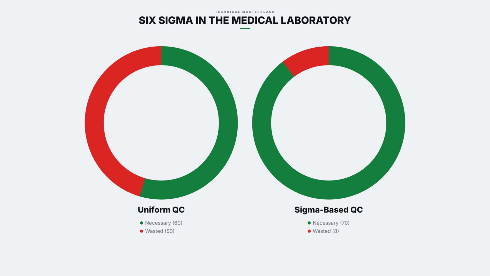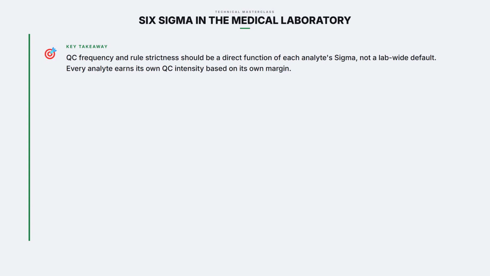The core design principle to carry forward: QC frequency and rule strictness should be a direct function of sigma, not a lab-wide default. Every analyte earns its own QC intensity based on its own margin.